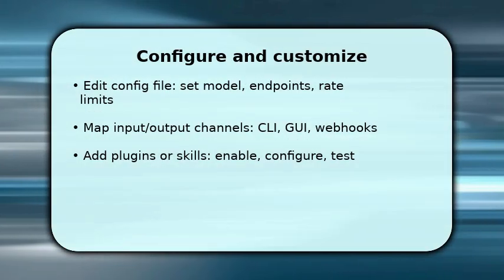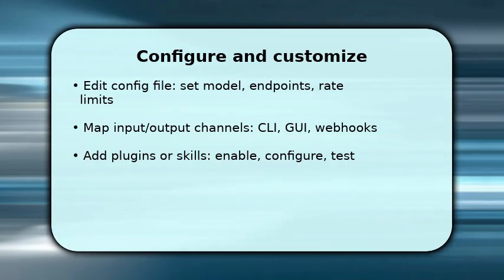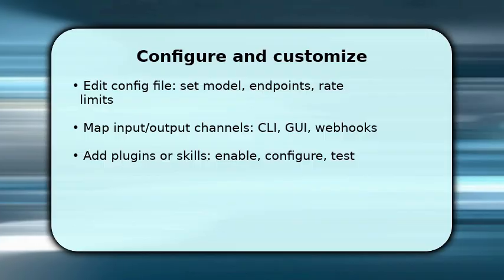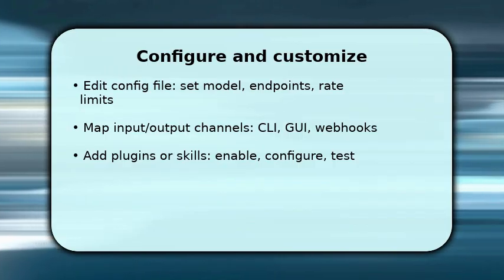Next, you configure the bot to behave the way you need and then customize integrations. Open the config and set model, endpoint URLs, and any rate limits. Explain why each matters for latency and cost. Once done, map your inputs and outputs so the bot accepts CLI, GUI, or webhook data. Test each channel with a simple query.